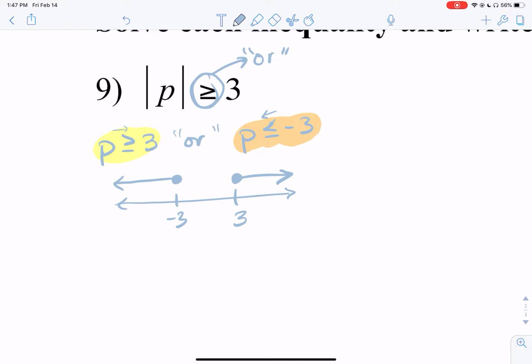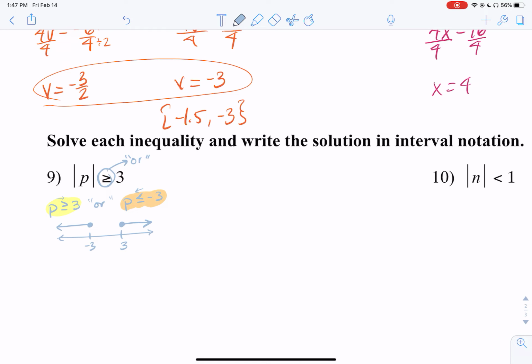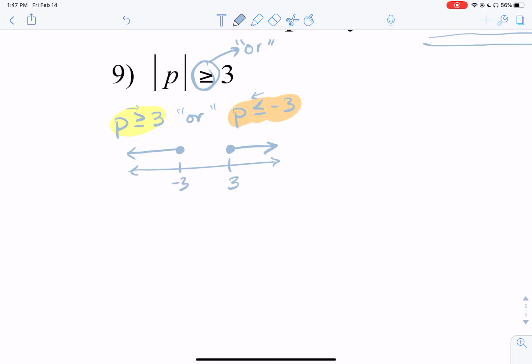Now, the way the solution is going to be on the quiz, however, is in interval notation, as it says right here. We want to write the solution in interval notation. So the way we're going to represent this answer is in the following form. We say that our solutions are all the numbers from negative infinity to that first endpoint, and we will use a bracket because we have a closed circle, or all the solutions for P would be the numbers from positive 3 all the way to positive infinity, okay? So you'll be looking for that.